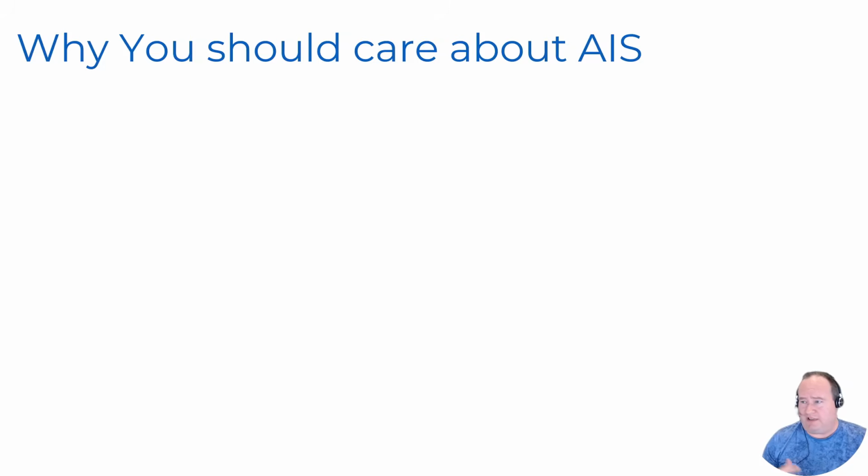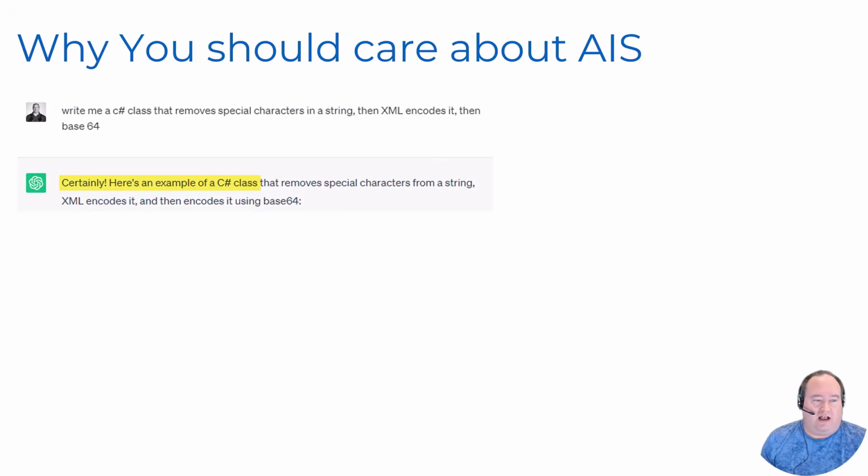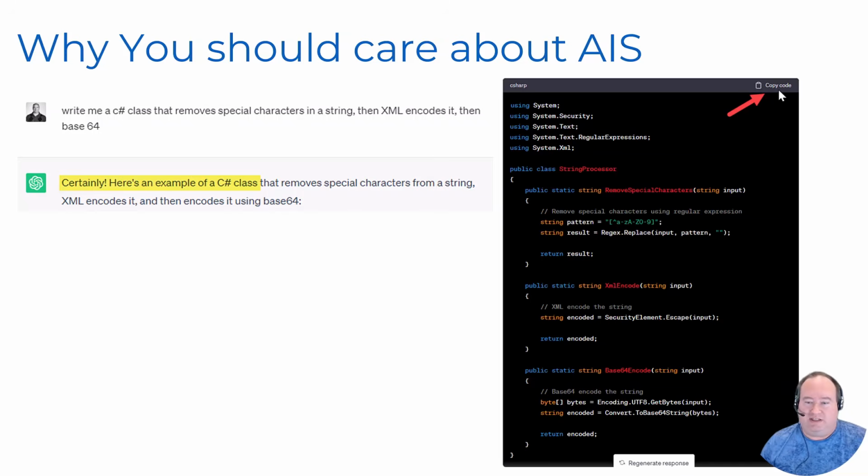A lot of people are like, I'm getting rid of BizTalk, why should I care about any of this? Well, I asked ChatGPT to write me a class in C#, and I wanted to use remove special characters from a string, XML encode it, and then put it into base 64. And ChatGPT spits out a class. I simply hit copy, and I can go about and use this code. It's just given to me.